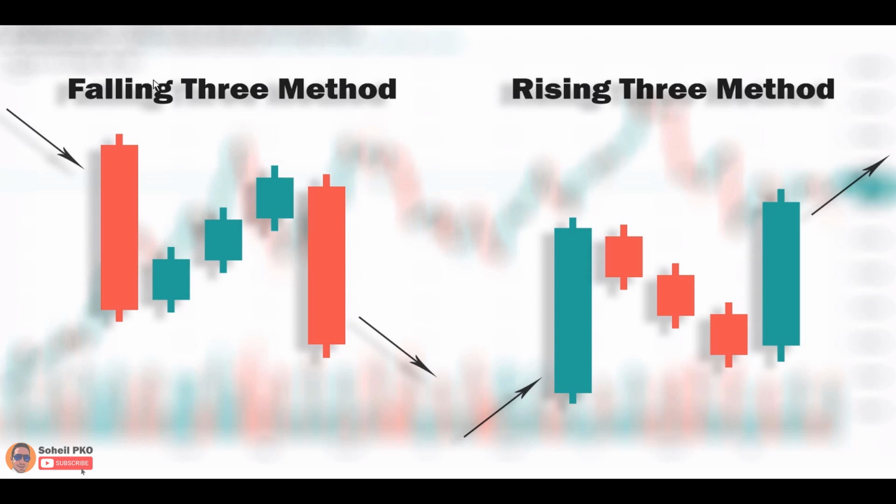And falling 3 method is a bearish continuation pattern that forms following a downtrend that shows the possibility of continuation.